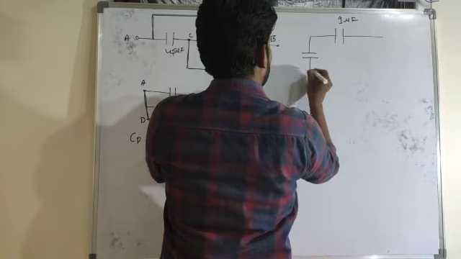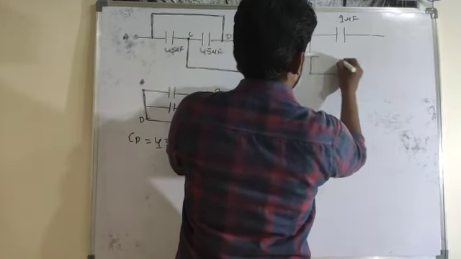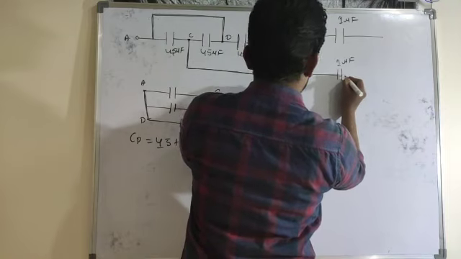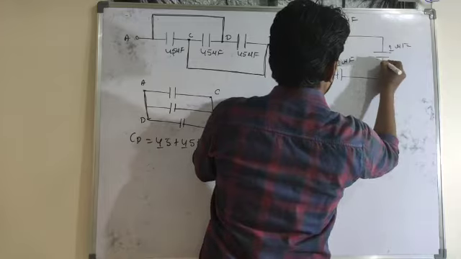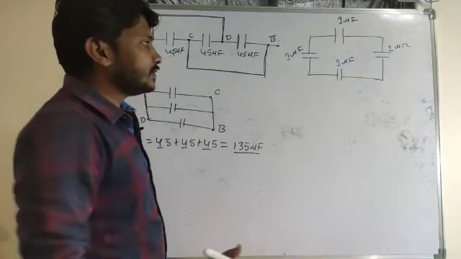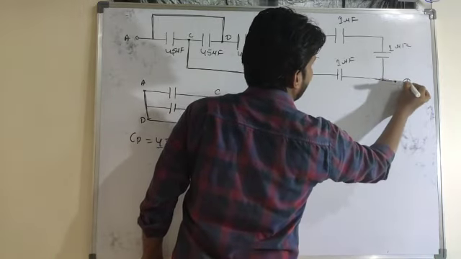Here also 1 microfarad. Here also 1 microfarad. And here it is also 1 microfarad. So I will choose those 2 points here. This is point P, this is point Q.